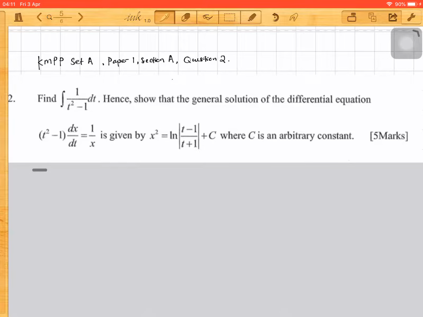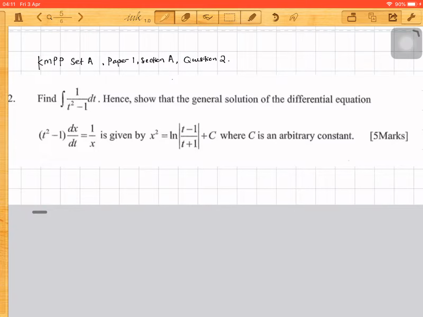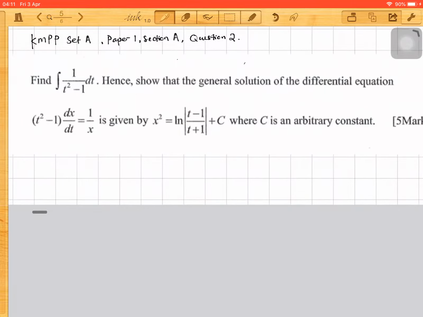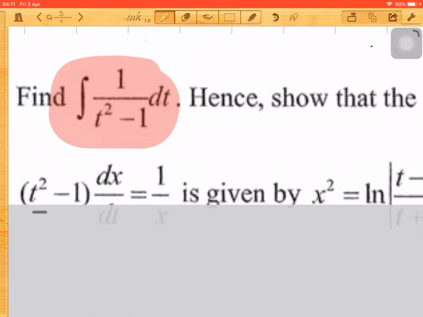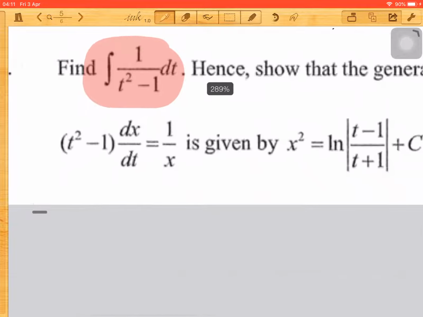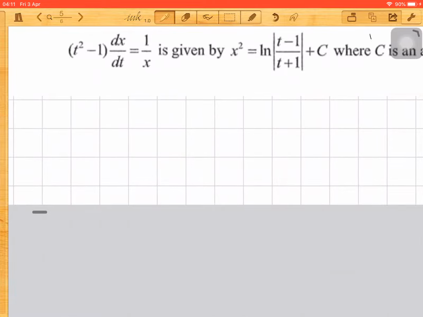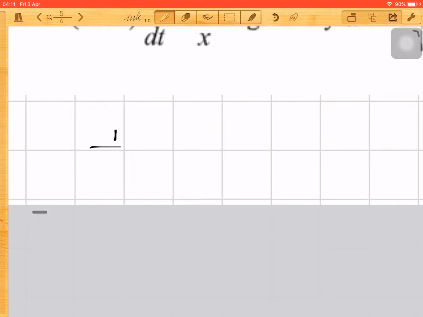Hi all, so today we're going to do a differential equation. I take this question from KMPP set A, paper 1, section A, question 2. The first part is to find the integration. In this case, it is quite obvious that we have to use partial fraction because there's no t on top of it. So we'll start with partial fraction.